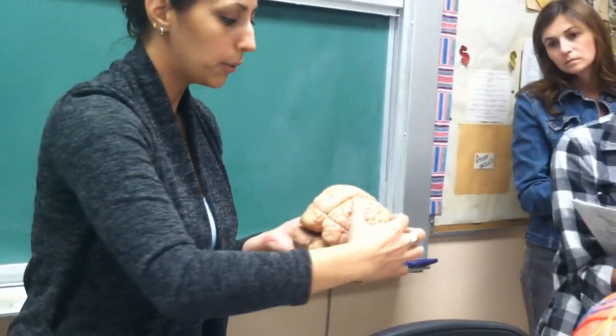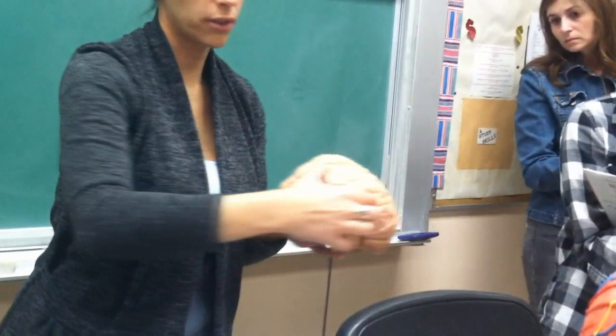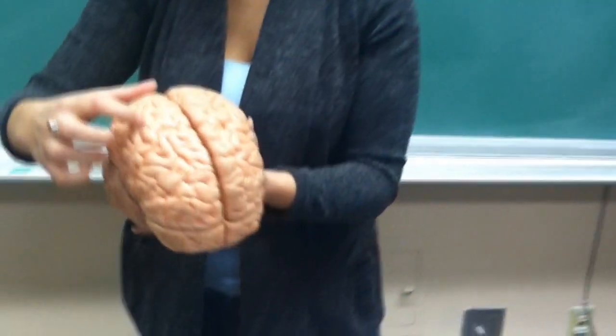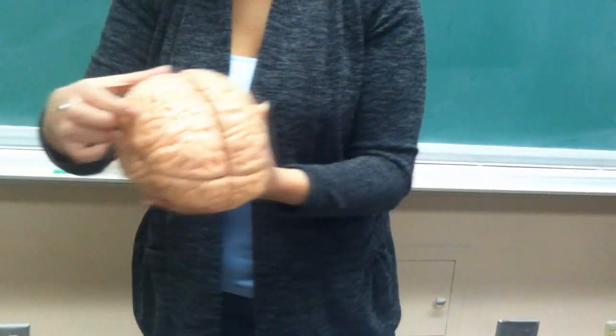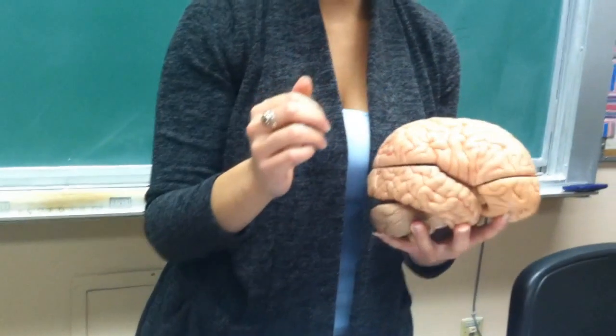But basically when you look at this, for instance, there's one that goes all the way through. So that's going to be your central sulcus. That's the frontal and parietal separation, and that's going to separate the frontal and parietal lobes.